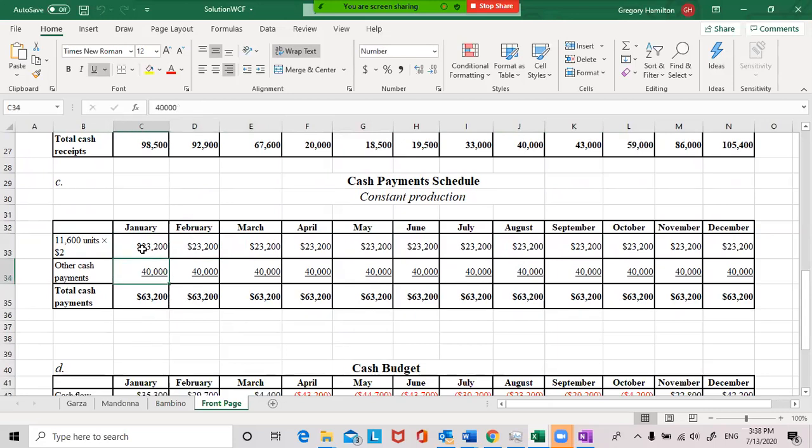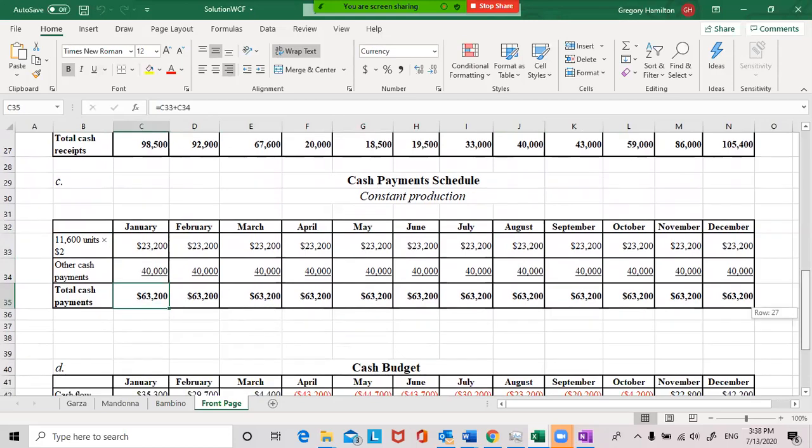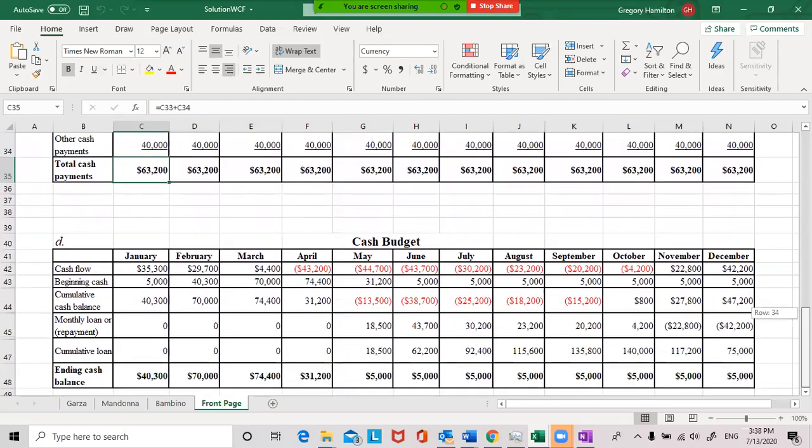And then we have an additional cash payment of $40,000, which will be made each month. And so every month, the total cash payment would be $63,200. For D, we have to put this together in the cash budget.